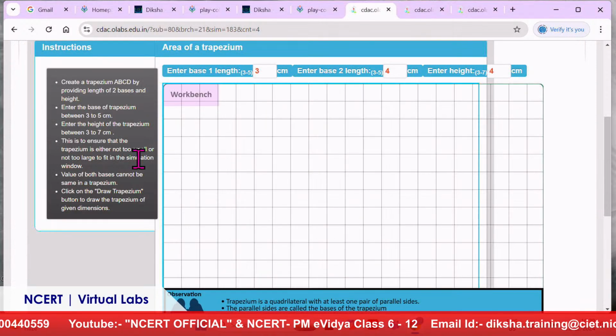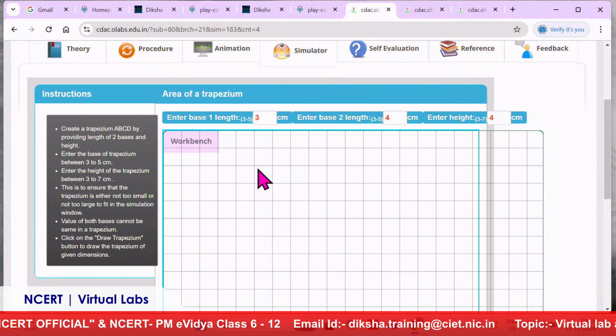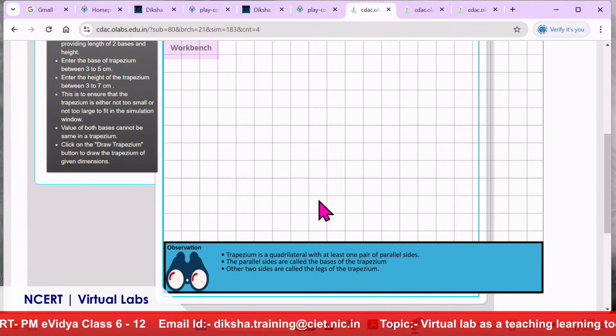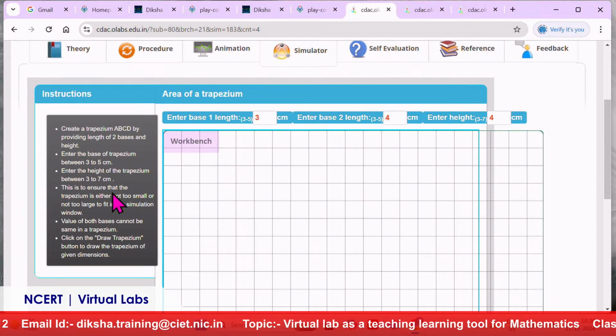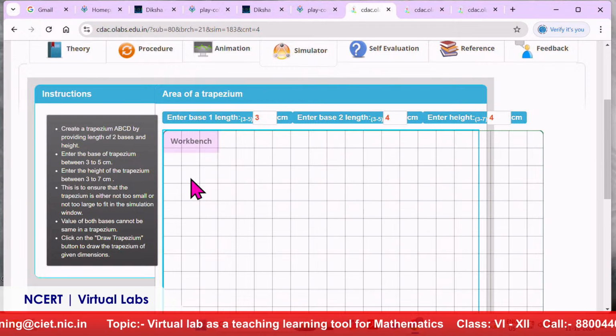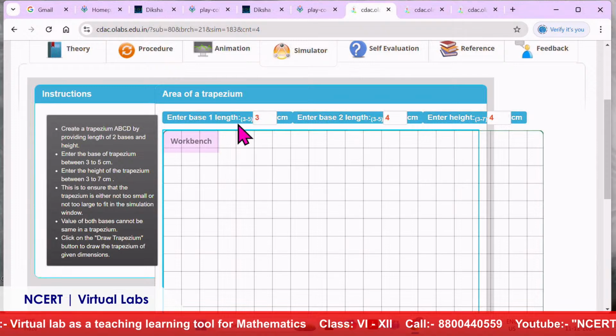You can see that on the left-hand side is the instruction part, and on the right-hand side you will see the workbench area, and in the workbench area the student will give their responses. First they can read the instructions. There are step instructions here, and after reading them, they can give their responses.